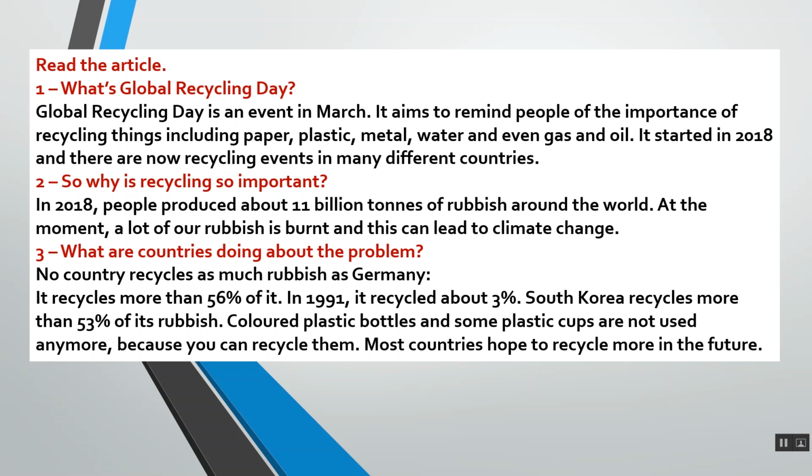What are countries doing about the problem? No country recycles as much rubbish as Germany. It recycles more than 56% of it. In 1991, it recycled about 3%. South Korea recycles more than 53% of its rubbish. Colored plastic bottles and some plastic cups are not used anymore because you can recycle them. Most countries hope to recycle more in the future.